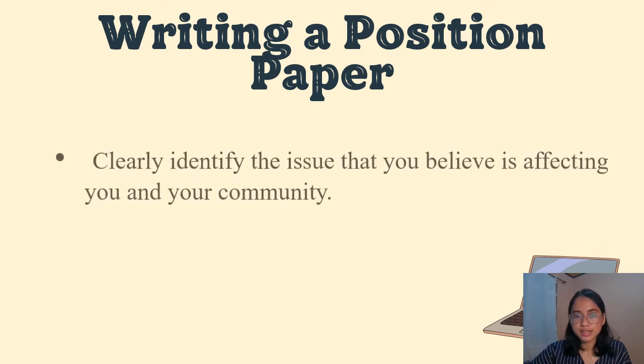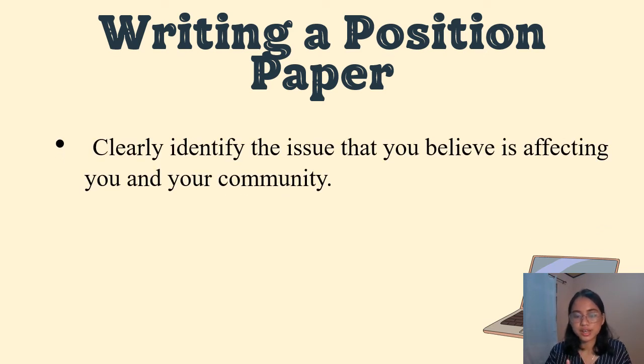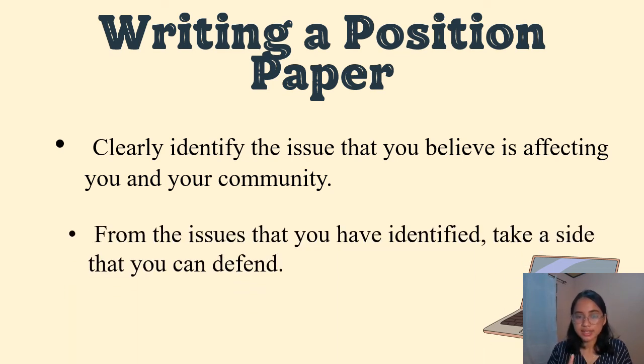so in our next slide, we have to consider all of these points in writing a position paper. First is you have to clearly identify the issue that you believe is affecting you and your community. So I think we did this already earlier. No, you identify in the bubble map, you listed 5 issues in your community, no, in school, or in our country. And next, after that, from the issues you have identified, take a side that you can defend. Okay?